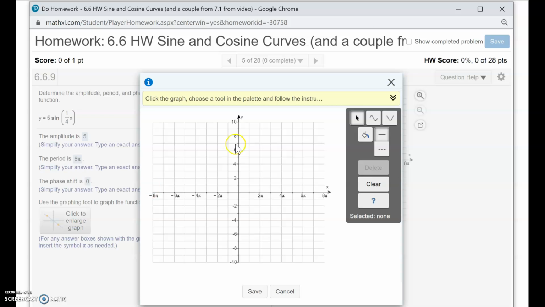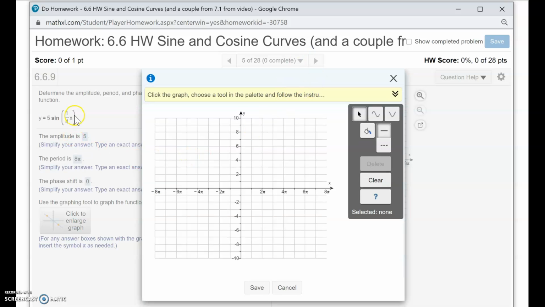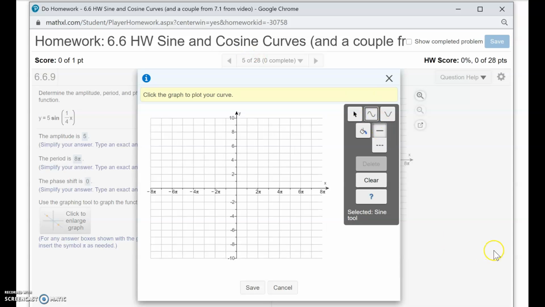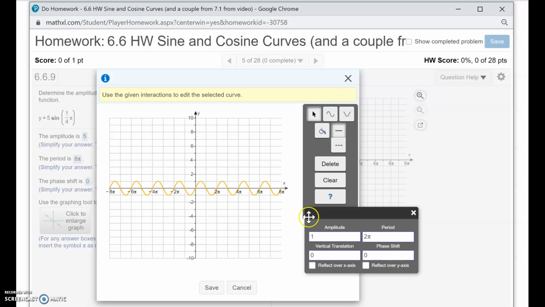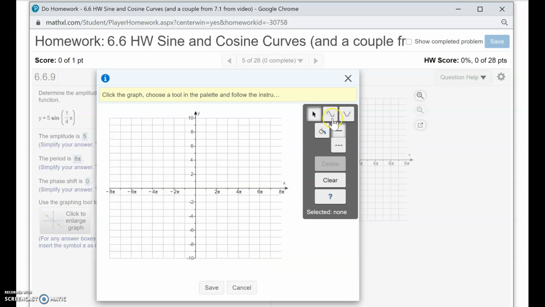Okay, so I'm going to click to enlarge and I get this. Basically, you don't really have to draw the graph. You just type this stuff in again, and it graphs it for you for the most part. So I know I'm dealing with the sine curve. Check the sine curve. Where is it? Cosine, sine. Click the graph, choose a tool. There it is, okay. Just as I was saying, it's really simple. I had some issues there. But basically, I click on the sine curve, and then I click on the graph.